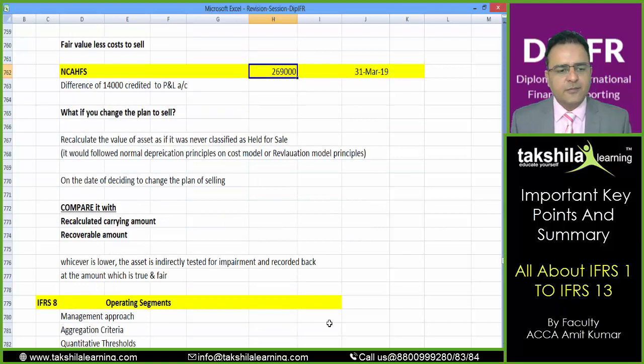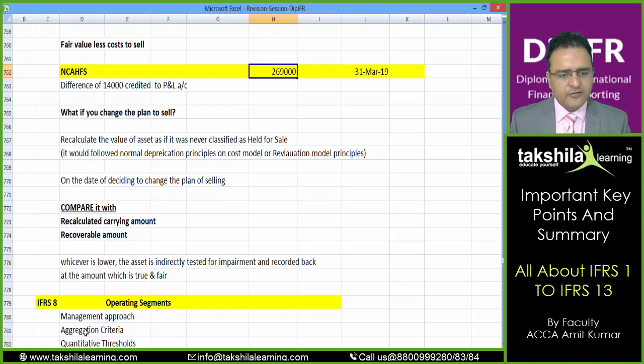What if there is a change in the plan? We'll recalculate the asset value as if the asset was never classified as held for sale. If we recalculate the value as if the asset was never held for sale, we'll get the carrying amount as if this was never transferred to this category. We'll compare it with the recoverable amount because we are trying to recognize it back to normal.